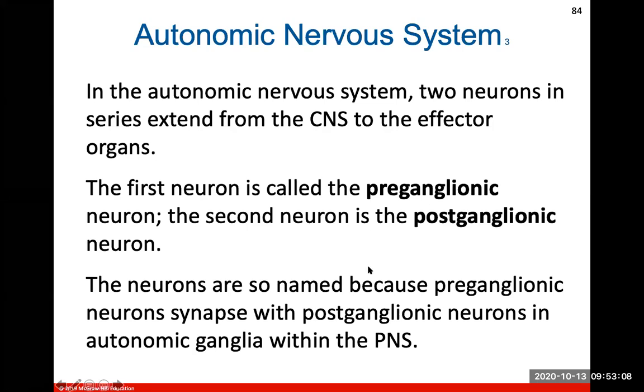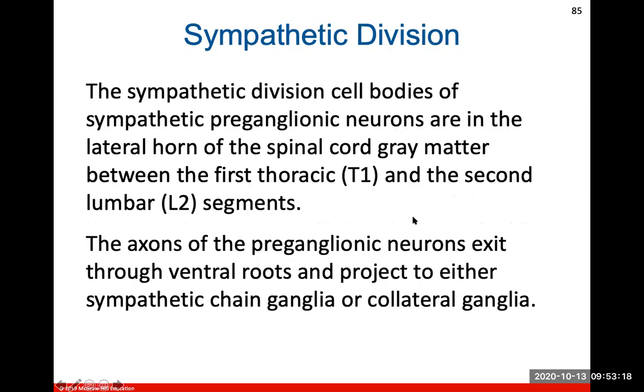And they're so named because the preganglionic will synapse with postganglionic neurons in ganglia, which are clusters of cell bodies within the peripheral nervous system. In the sympathetic division, cell bodies of the sympathetic preganglionic neurons are in the lateral horn of the spinal cord gray matter. They're between T1 and L2, so we sometimes call this sympathetic division the thoracolumbar division. And the axons of the preganglionic neurons will exit through ventral roots and project to either sympathetic chain ganglia or the collateral ganglia.